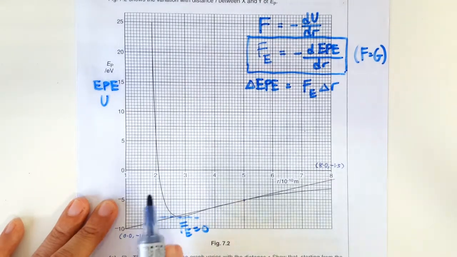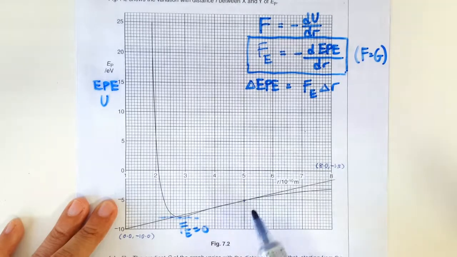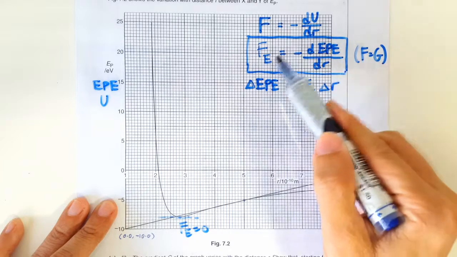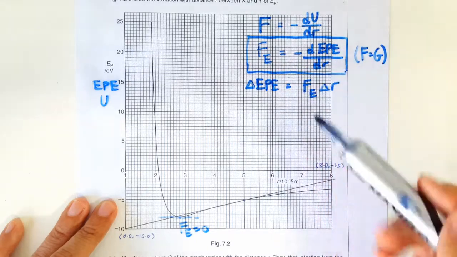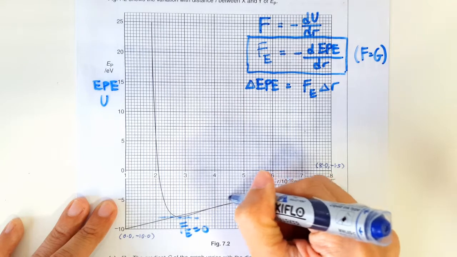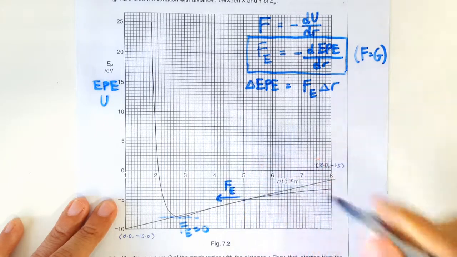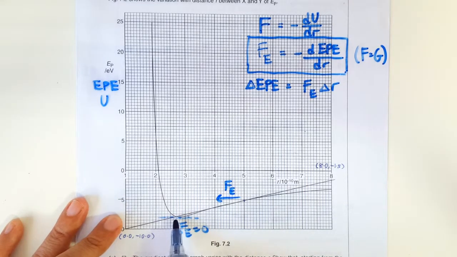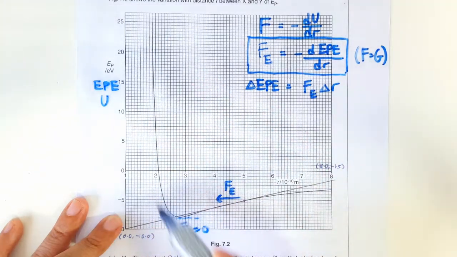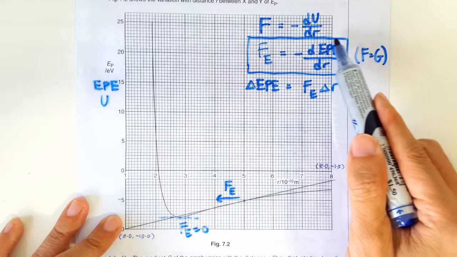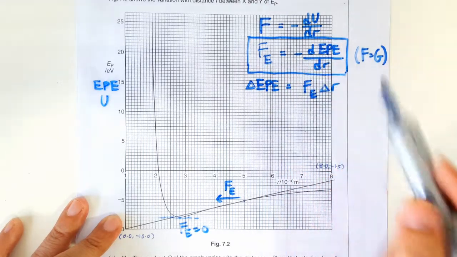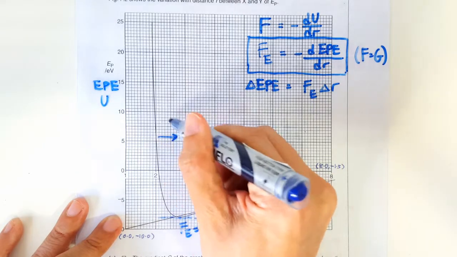But anywhere beyond this point, you have a positive gradient. If the gradient is positive, it means the electric force is negative. That means the electric force is directed towards the left. Any point that is closer than this point here, you get a negative gradient. If the gradient is negative, then the electric force is positive. Positive means towards the right.